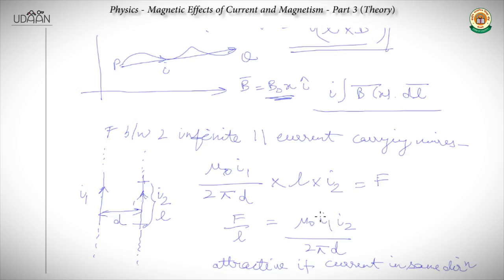So we get the formula wherein the force per unit length between the two parallel wires is given by the formula mu naught I1 I2 by 2 pi d, and this force is attractive if the current being carried by both the wires is in the same direction. Otherwise, if they are in the opposite direction, the force that will be existing between them is repulsive.